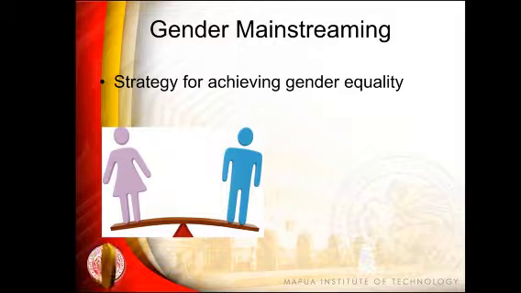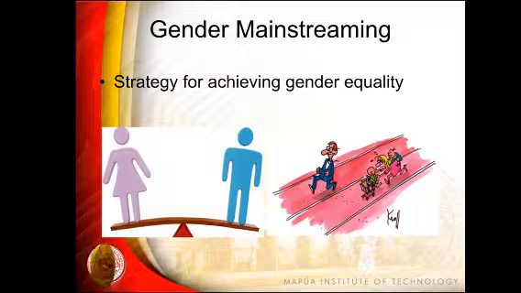And what is gender mainstreaming? It is a strategy for achieving gender equality. It is to end gender blindness in the development process. It ensures women and men, girls and boys, have equal access and control over resources, opportunities, and benefits at all levels.